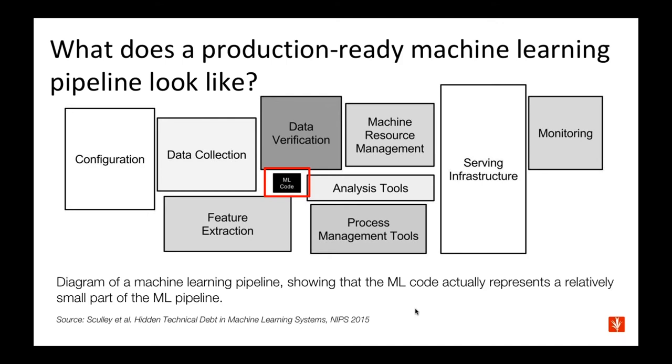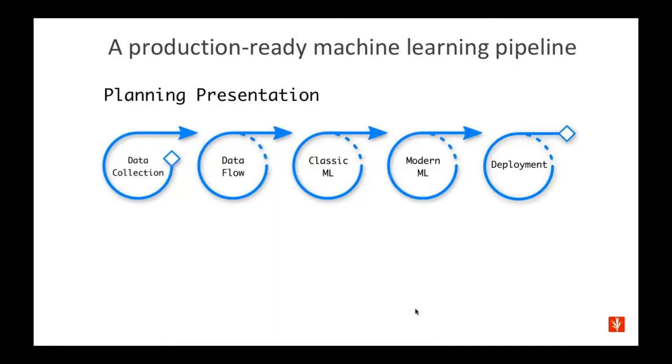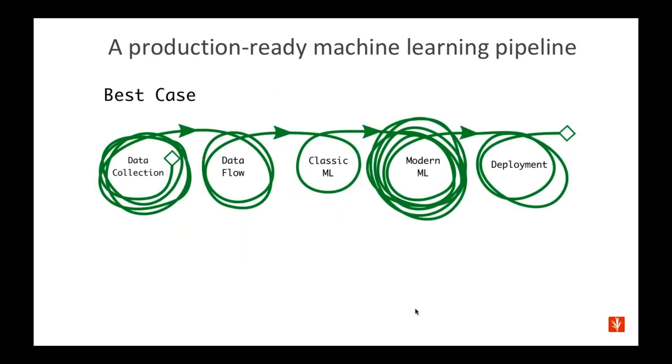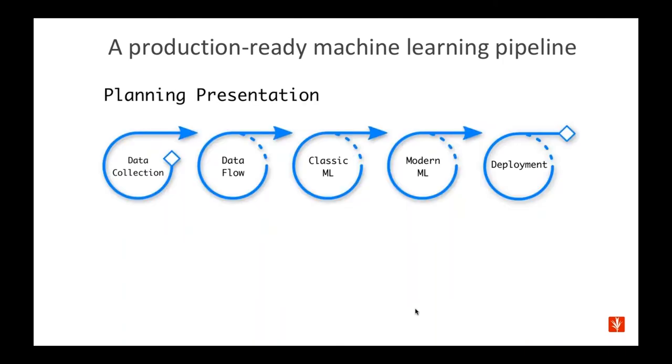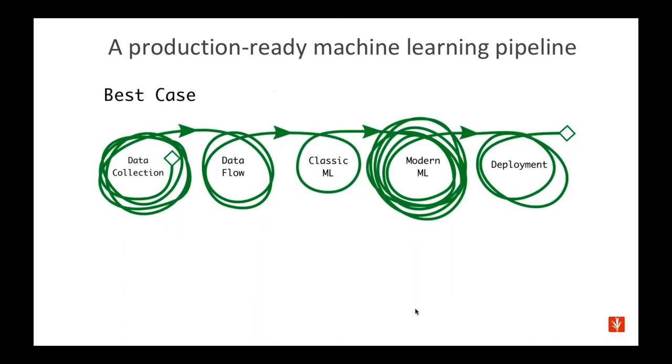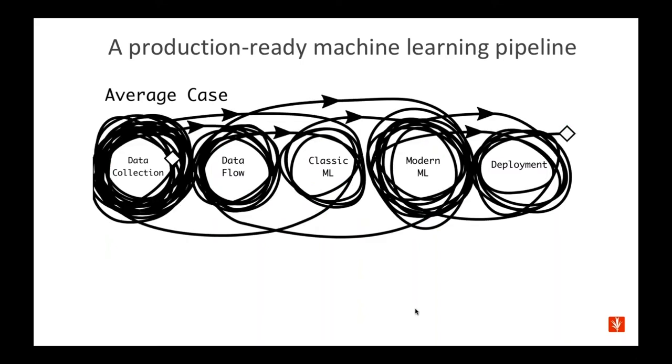You might start planning and think your pipeline is going to look like this. In the best case, you have a couple of loops. In the average case, you don't just have one loop going around. You basically have all of these messy loops where you're iterating at different parts of the pipeline.